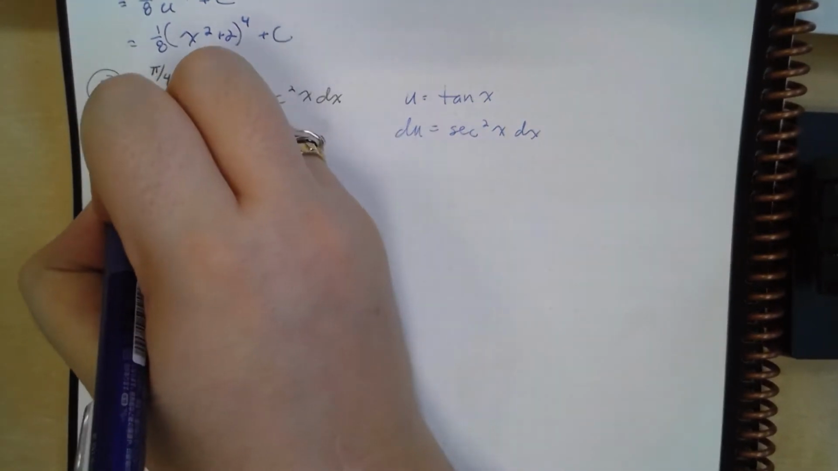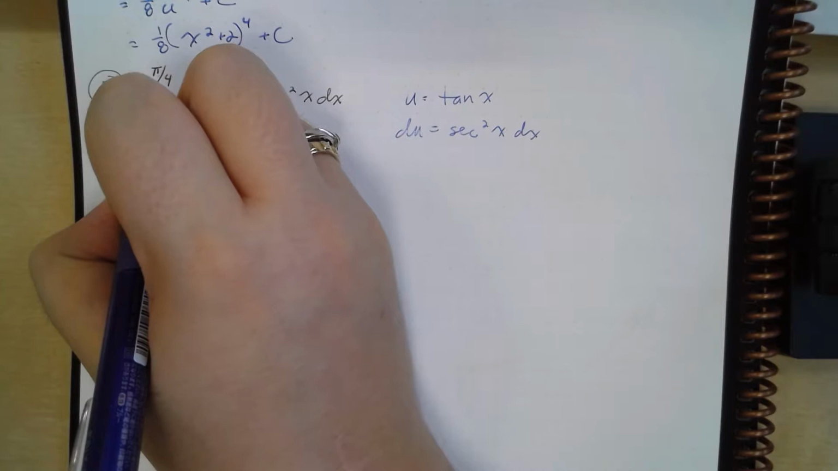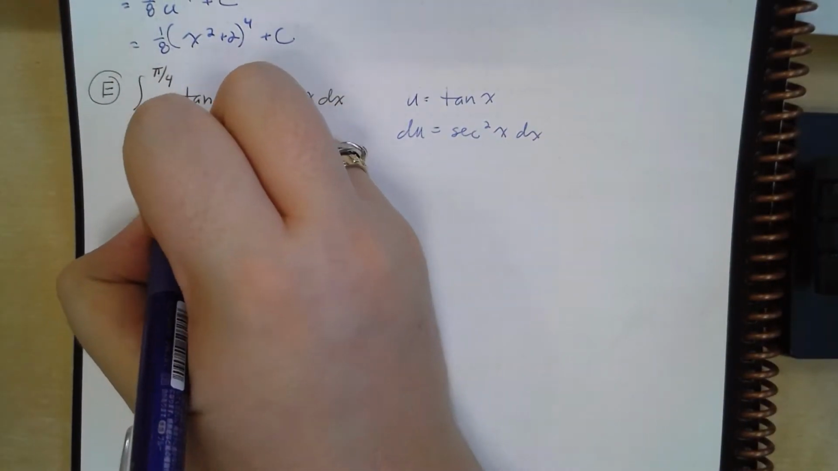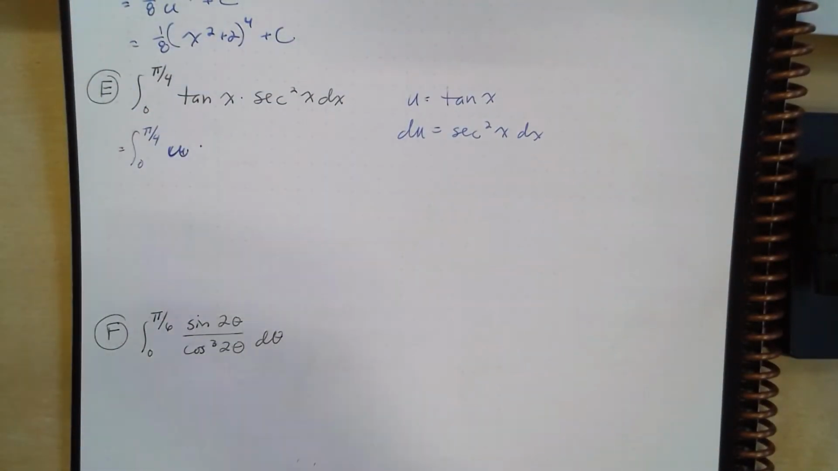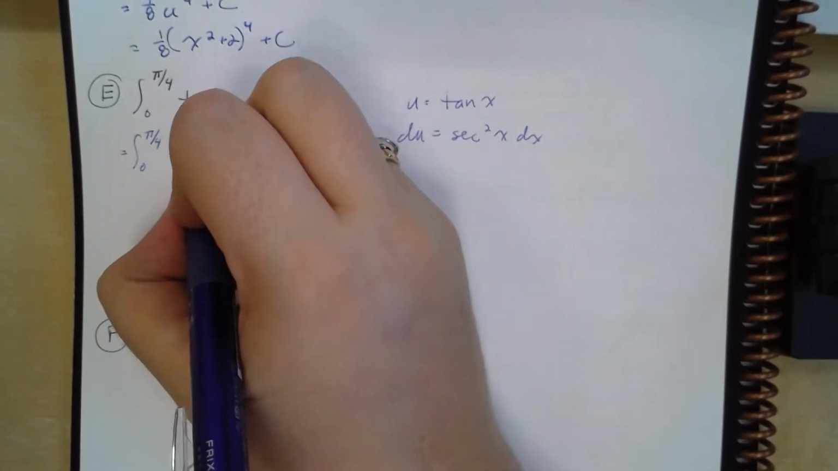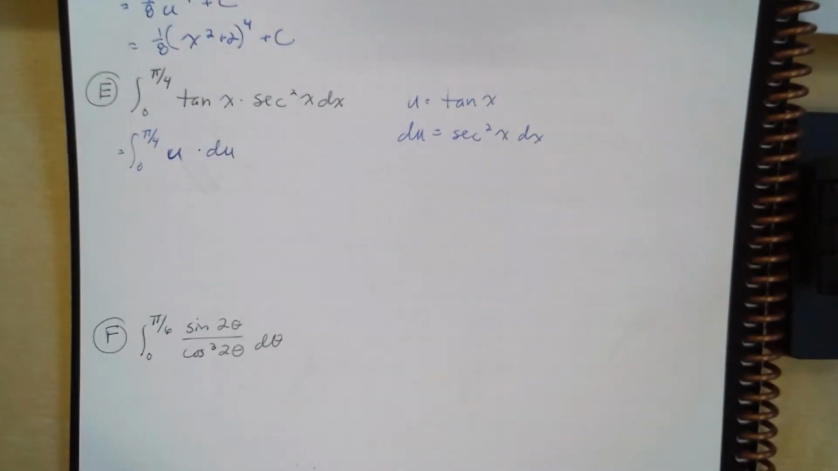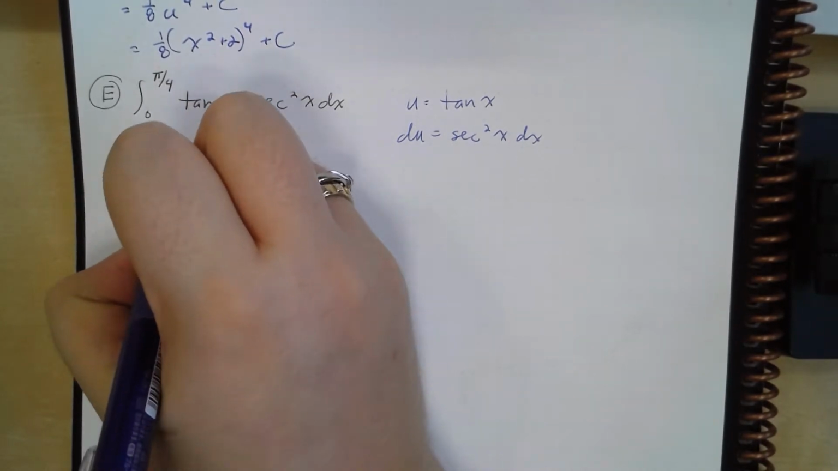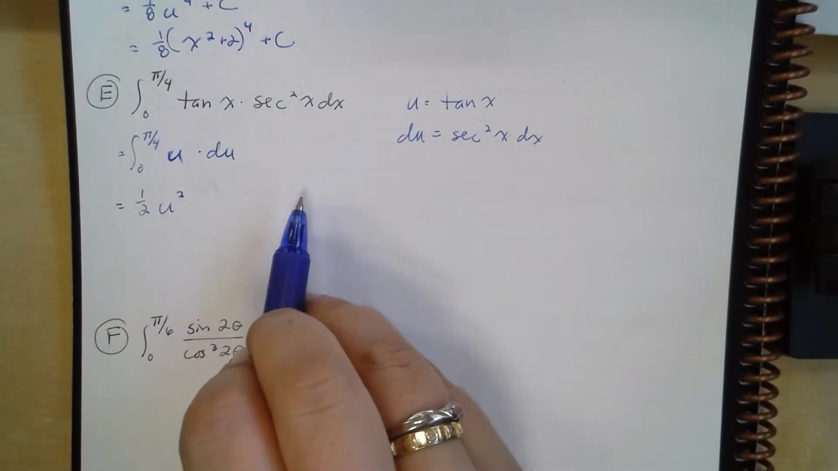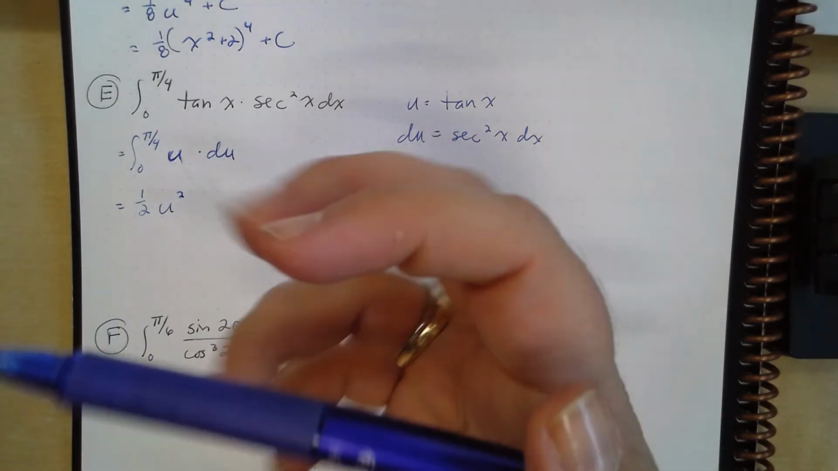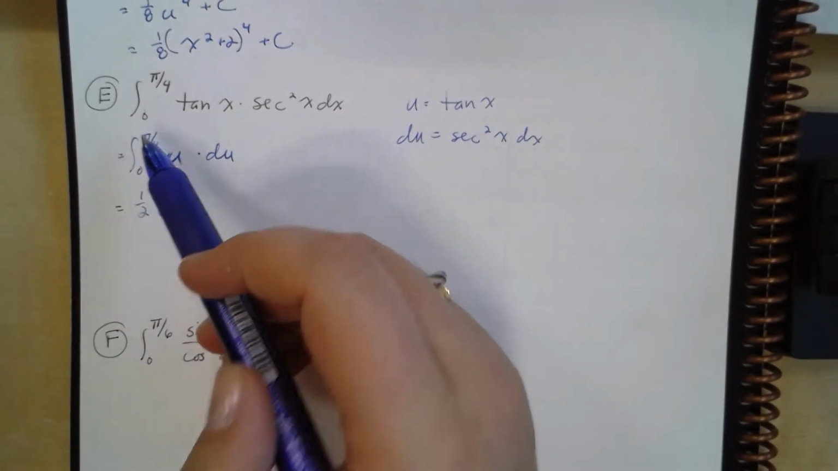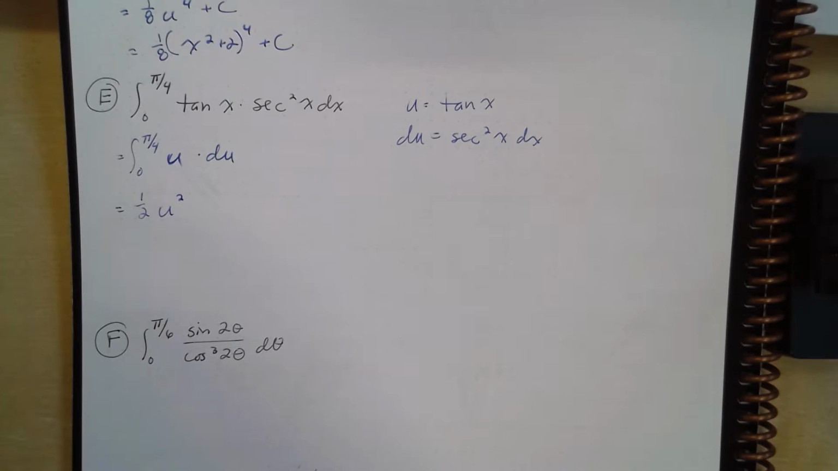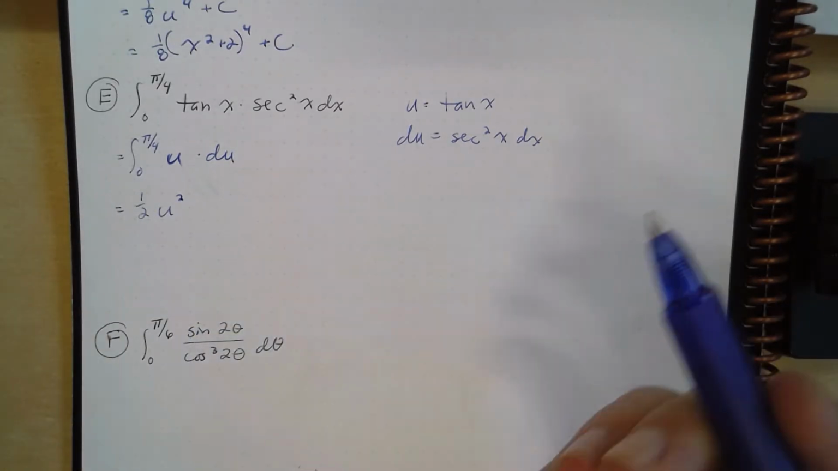So this is going to be equal to the integral from 0 to pi over 4 of u du, right? So this is going to be equal to 1/2 u squared. And this time I'm not going to say plus c because I'm actually evaluating this from 0 to pi over 4. Now, here is a trick of something you can do. I'm going to do this two ways.